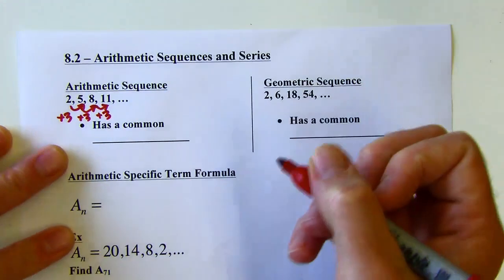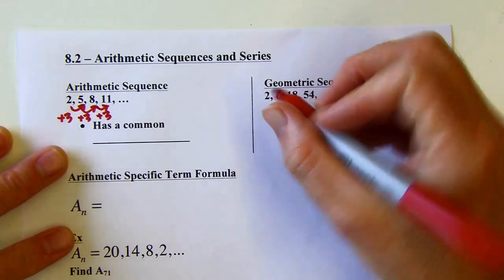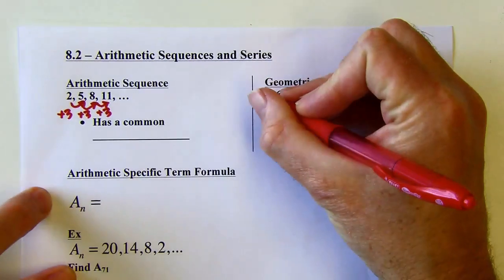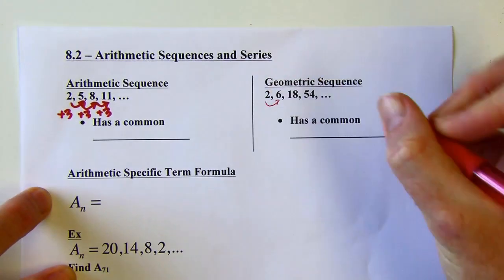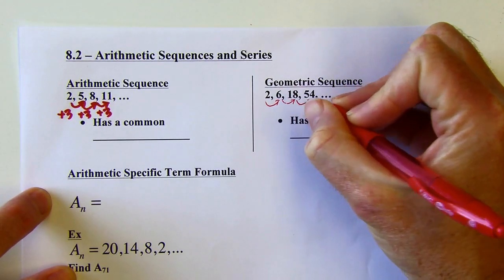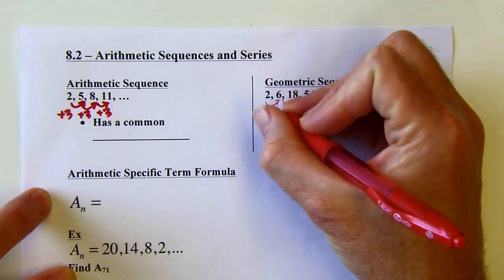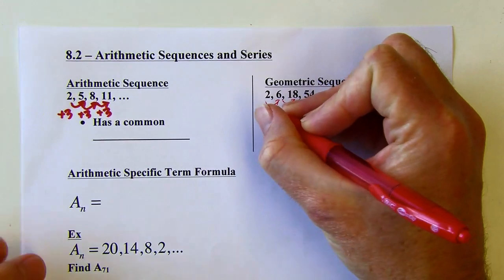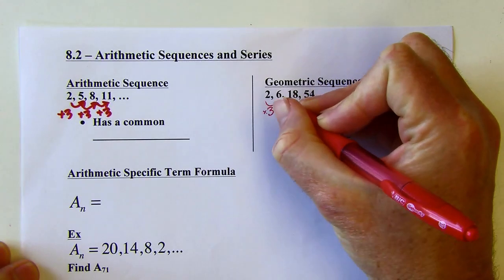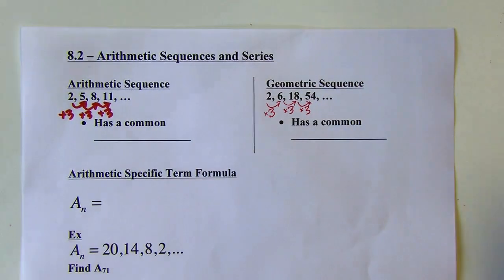But 2 plus 3 is 5, 5 plus 3 is 8, and so forth, right? If you look at this one, it doesn't work. You can think, okay, I'm adding 4, but then 6 plus 4 isn't 18, right? It doesn't work with adding or subtracting. So we're going to have to find a different pattern here. And we're multiplying by 3, right, to get from term to term here. 2 times 3 is 6, 6 times 3 is 18, and so forth, okay?